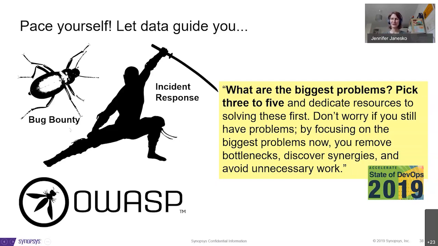If you have neither a bug bounty team nor an incident response team, or they don't provide the information you need, go back to OWASP. In the beginning, I talked about the OWASP Top 10. It is there, and number one is the most commonly exploited vulnerability. Number two is the second most. Start there, work your way down. Don't do it all at one time. Pace yourself.